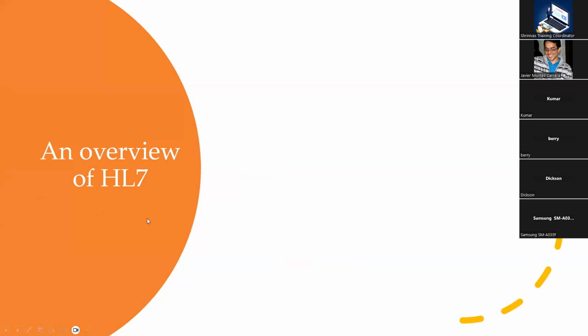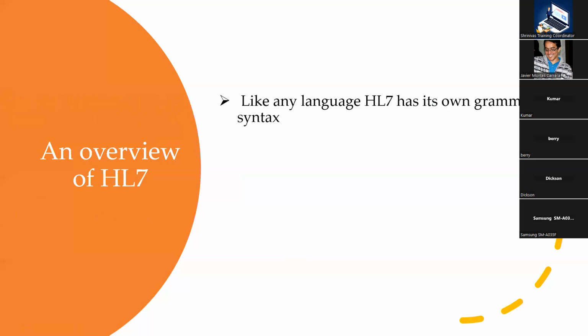Like any other language, and I told you earlier that we'll call it a language for now, HL7 has its own syntax, its own grammar. So we will need to understand those full stops, commas, exclamations, and all. What are those symbols in terms of HL7? We will see that down the line in the upcoming slides.